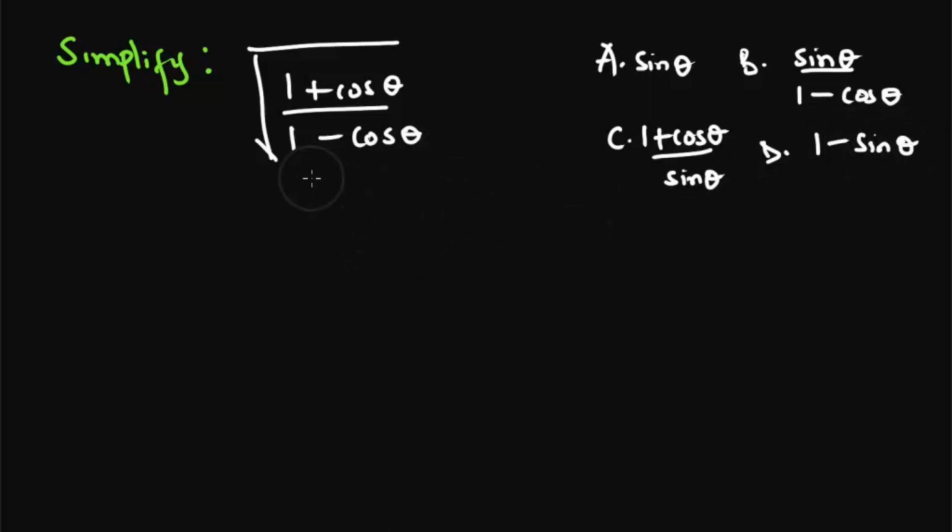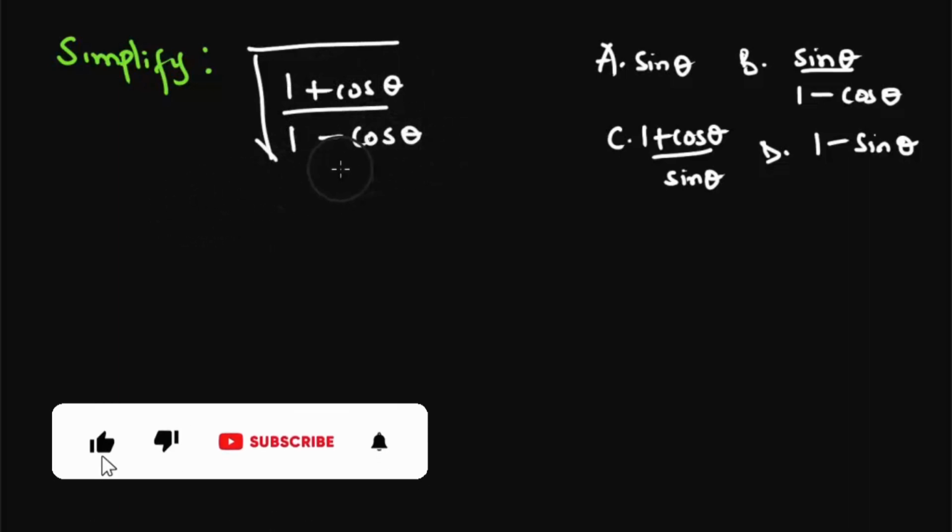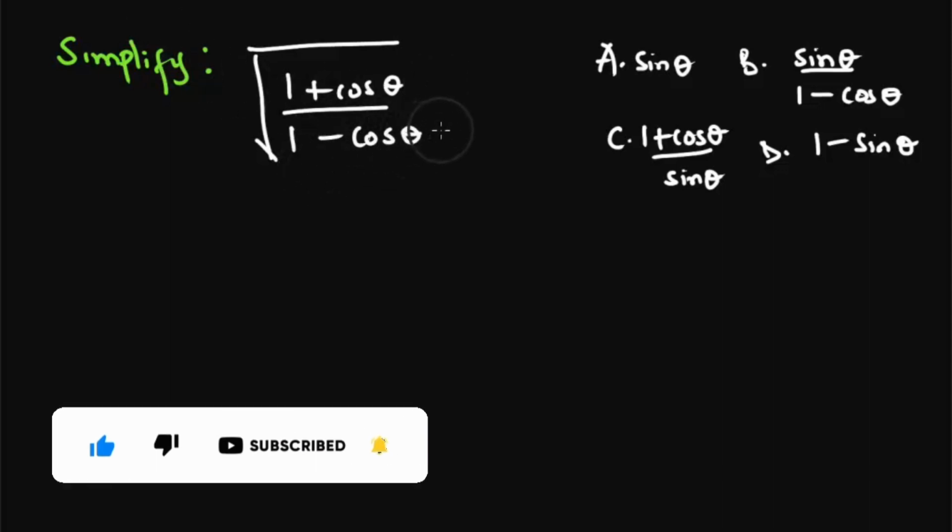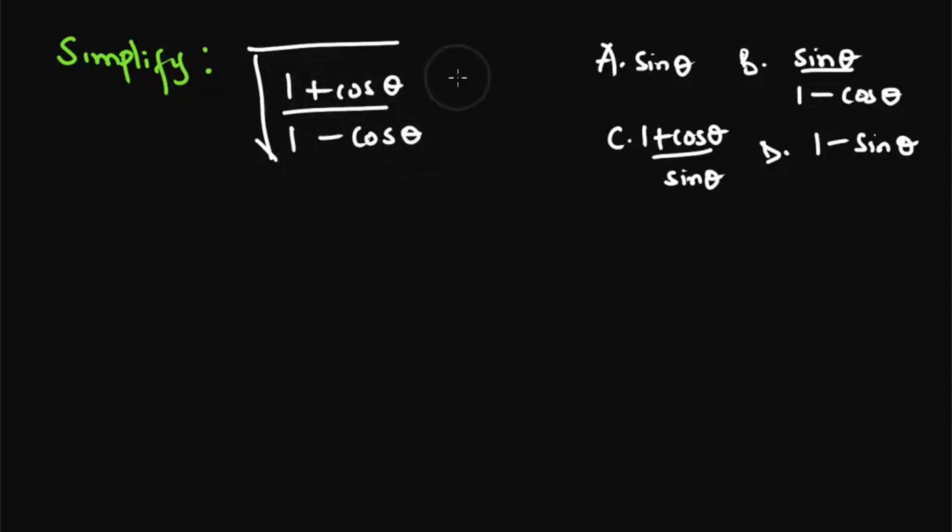Whenever you have questions like this, where you have fractions, what should come to your mind is to rationalize. So how do we rationalize? We take the conjugate of the denominator, and then we multiply the denominator and the numerator by this conjugate. What is the conjugate of 1 minus cos theta? The conjugate is 1 plus cos theta. So we multiply the denominator by 1 plus cos theta, and we multiply the numerator as well by 1 plus cos theta.